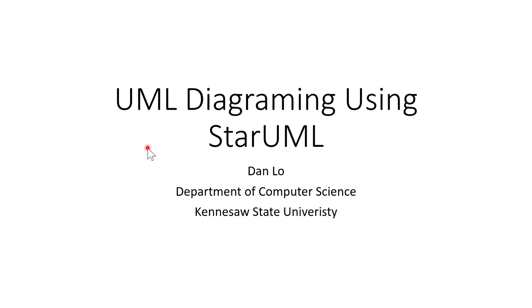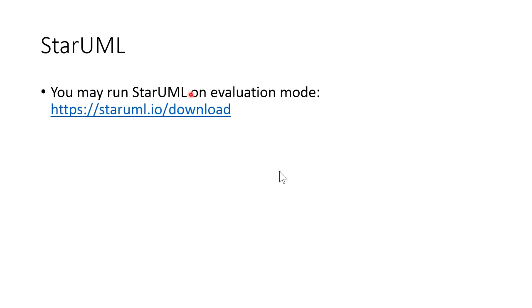I'm Stan Low. In this video, I'm going to show you how to draw UML diagrams using StarUML. StarUML is software that allows you to draw UML diagrams, and you can get it from here and run StarUML in evaluation mode. The version I used in this video is version 4.0.1, and I'm running on Windows 10.